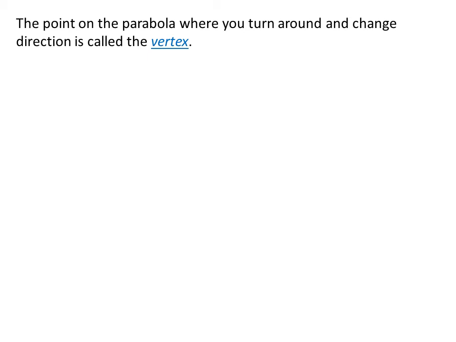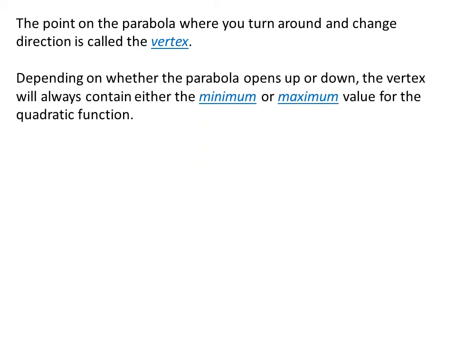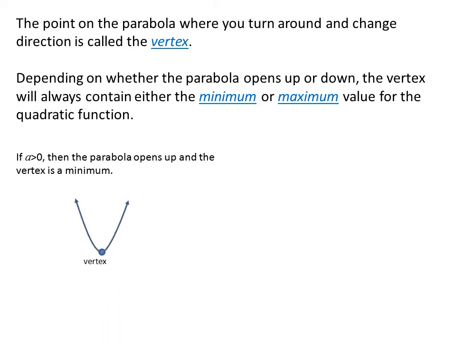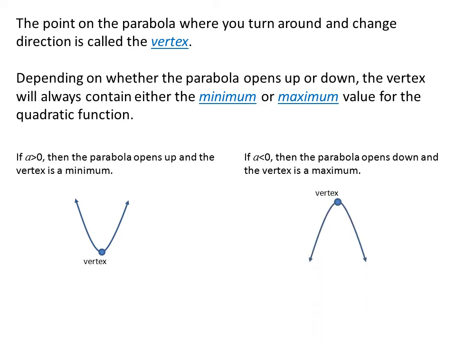The point on the parabola where you turn around and change direction is called the vertex. Depending on whether the parabola opens up or down, the vertex will always contain either the minimum or maximum value for the quadratic function. If a is greater than 0, then the parabola will open up, and that means that our vertex is a minimum, or the lowest point on the graph. If a is less than 0, the parabola opens down, which makes the vertex the maximum, or the highest point on the graph.